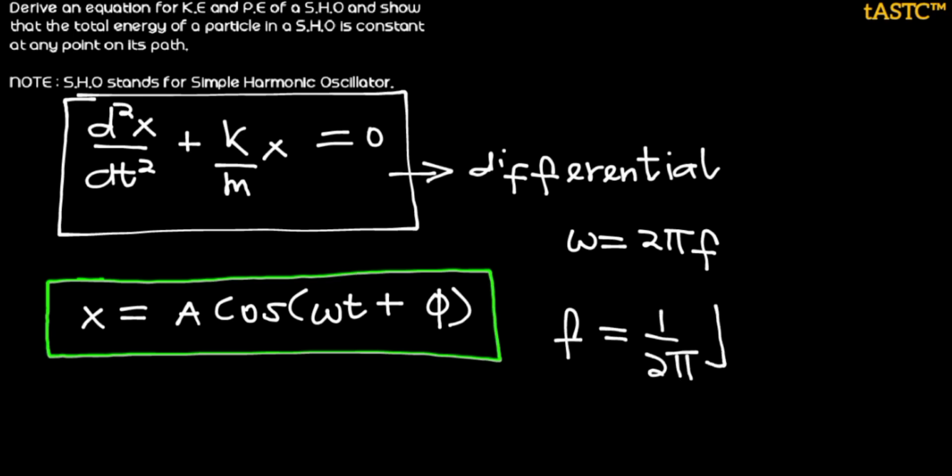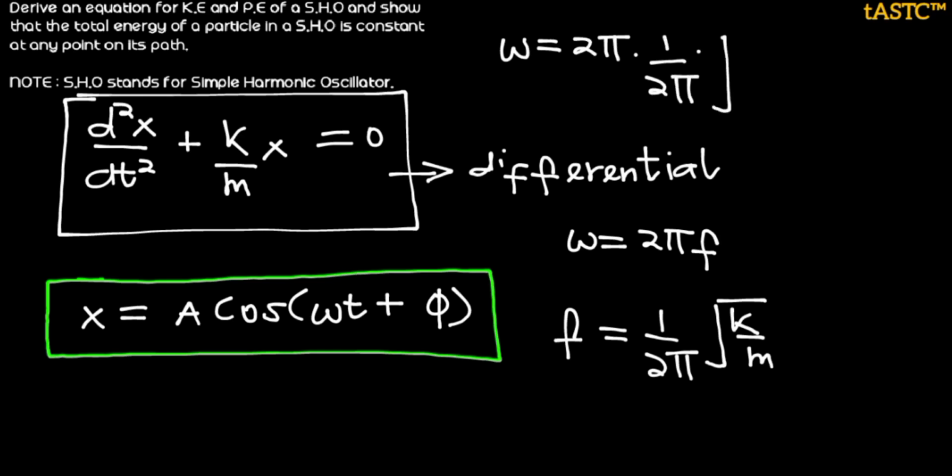That is 1 over 2 pi, and that will be multiplied by k divided by m. So if I took this and multiplied it with that stuff, omega is equal to 2 pi multiplied by 1 divided by 2 pi. This will be multiplied by k divided by m. Now this is going to cancel this out. So I'm also going to have omega to be equal to square root of k divided by m.